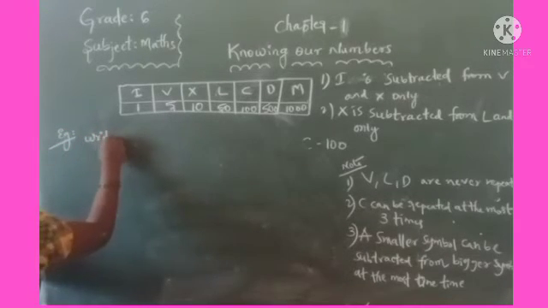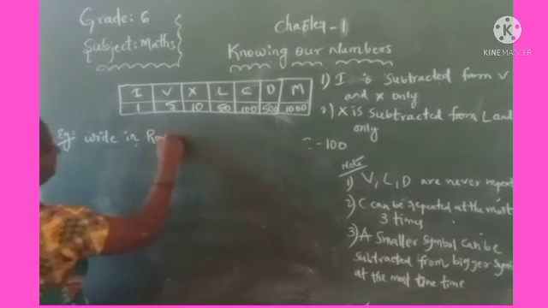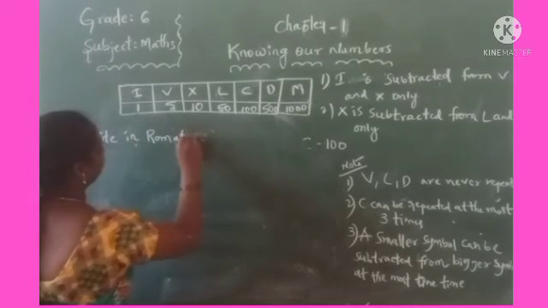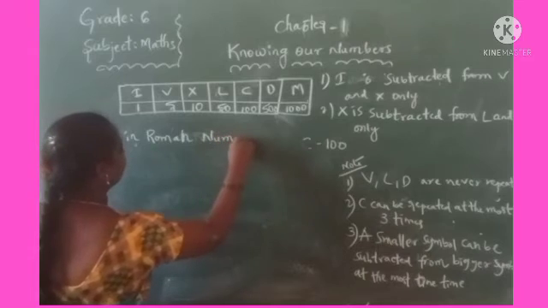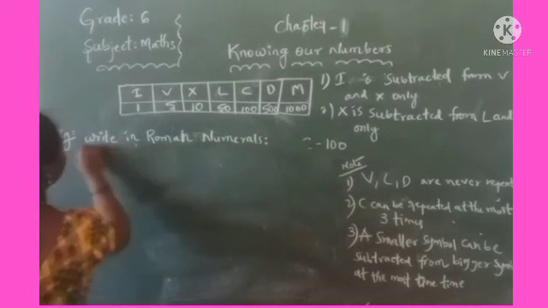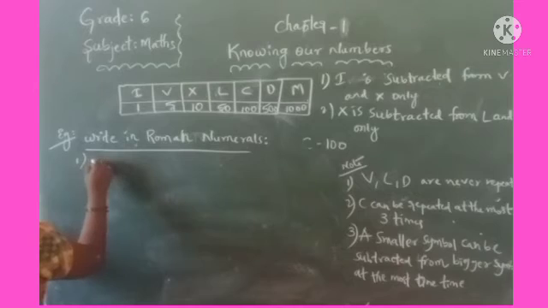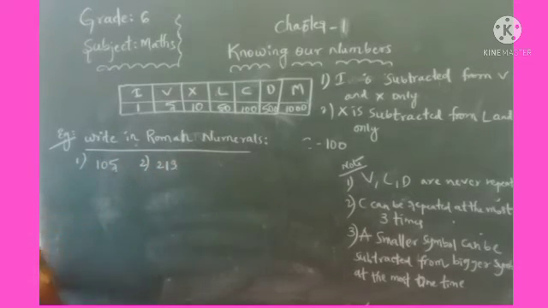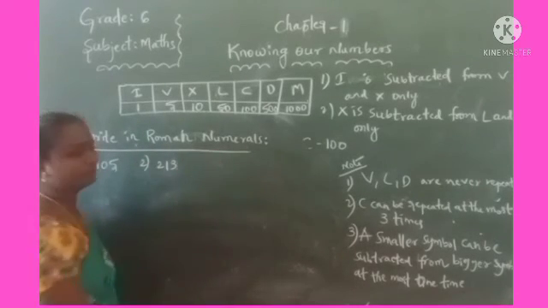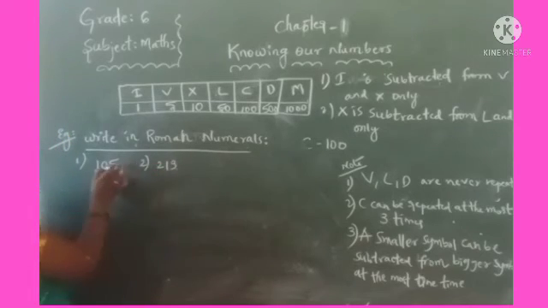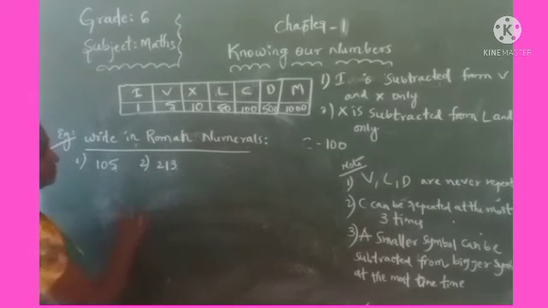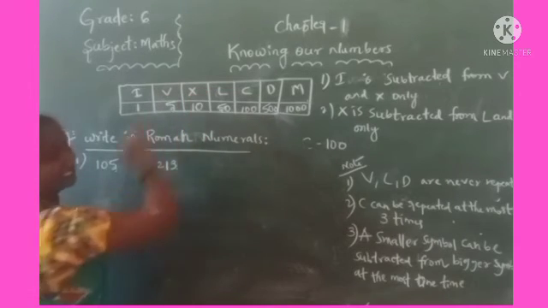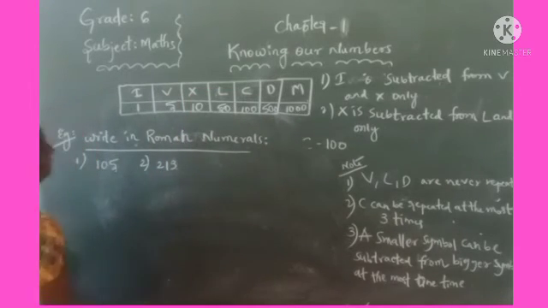We have to write some examples. Write in Roman numerals. The first one is 105 and the second one is 213. How do we write this one? Examples I am explaining here. So here I have given 105 and 213. We have to represent these in the Roman symbols.